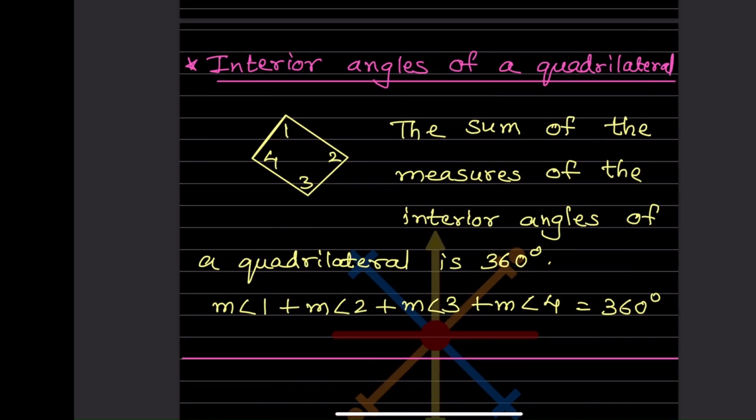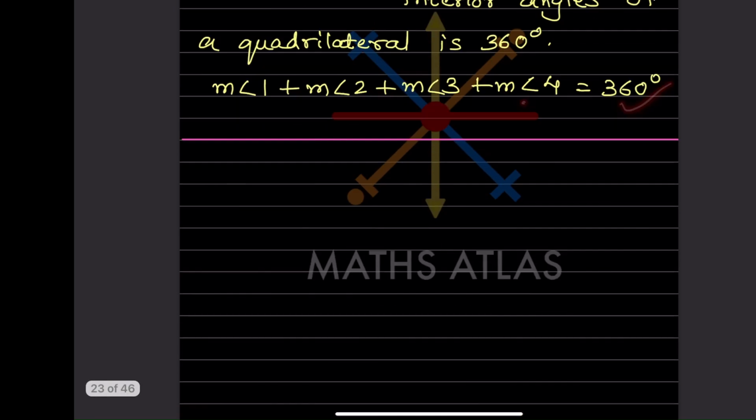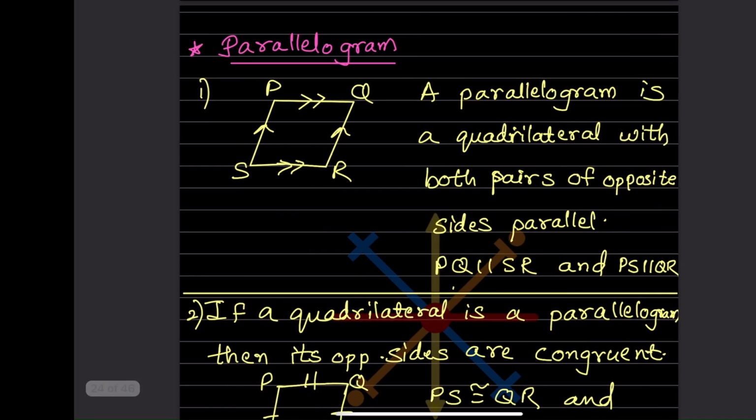Interior angles of a quadrilateral. This is a quadrilateral, and whatever the angles are here, they are the interior angles. So we can say the sum of measures of interior angles of a quadrilateral is 360. Means 1 plus 2 plus 3 plus 4 should be 360. So measure angle 1 plus measure angle 2 plus measure angle 3 plus measure angle 4 is 360.